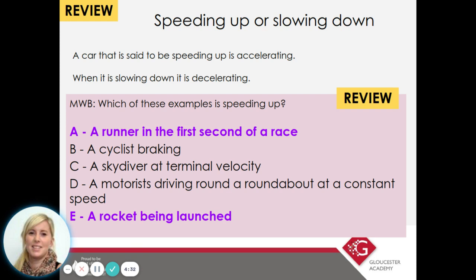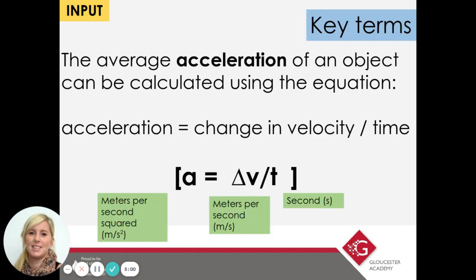But a skydiver at terminal velocity, that means that they've reached their maximum velocity. And if they're at their maximum, it's not changing. So therefore, it's not accelerating, because to accelerate is to speed up. You're getting faster, but you can't get faster than your terminal velocity. So D then, a motorist driving around a roundabout at a constant speed. It's the word constant, that's the clue there. So they're not changing their speed, so it's not accelerating. So the answers were A and E for that one.